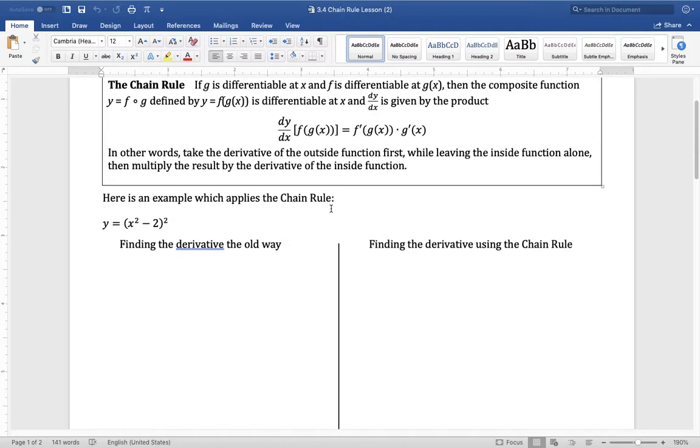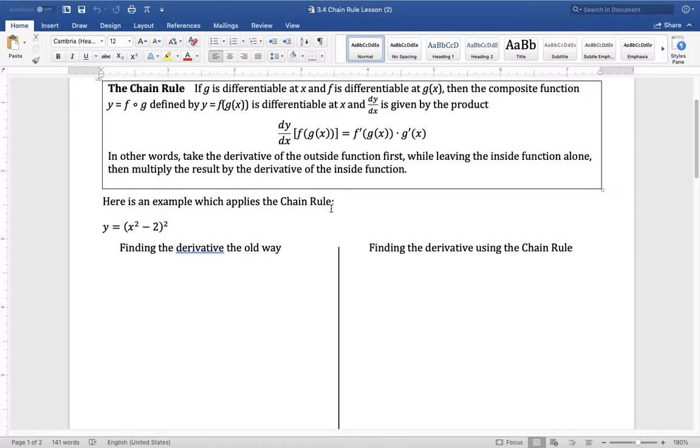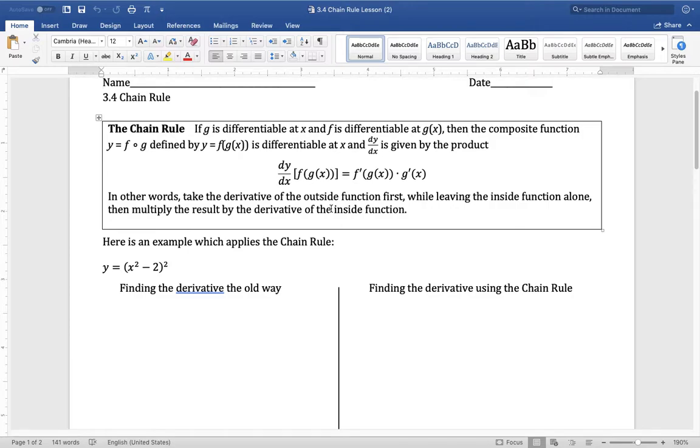So we've been doing derivatives. We've seen the power rule, product rule, and quotient rule. And now this is something called the chain rule. This is the one that we probably will use most of the time. It's basically a rule for finding the derivative when we have a composition of functions.